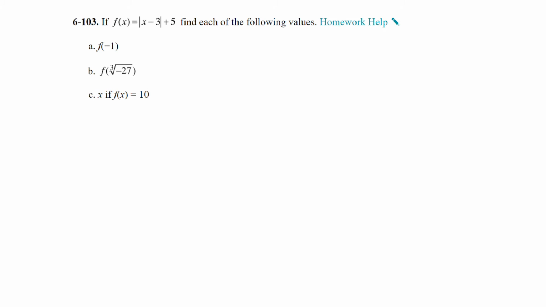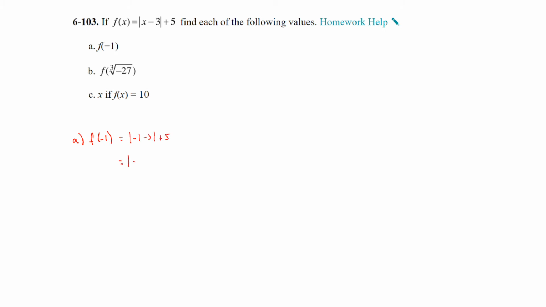Question 103. If the function f of x is equal to the absolute value of x minus 3 plus 5, find each of the following values. And the x minus 3 is inside the grouping symbol absolute value. So we are going to answer these three questions. First, question A wants to know if the input, or x, is negative 1, what's the output?